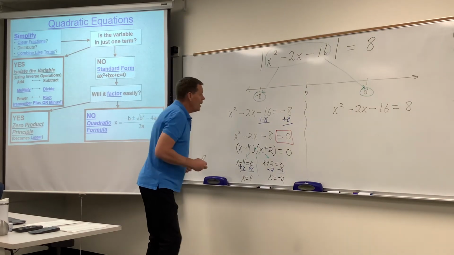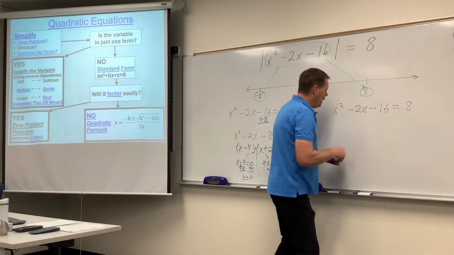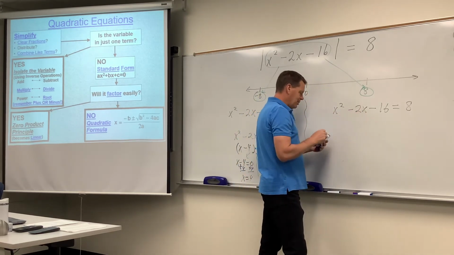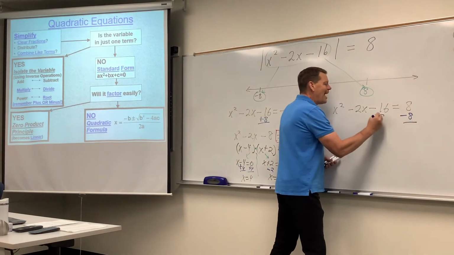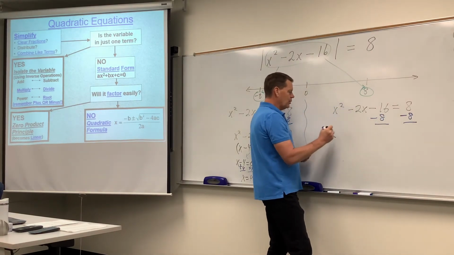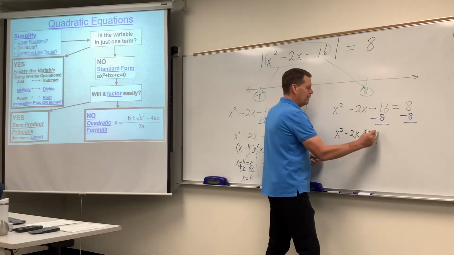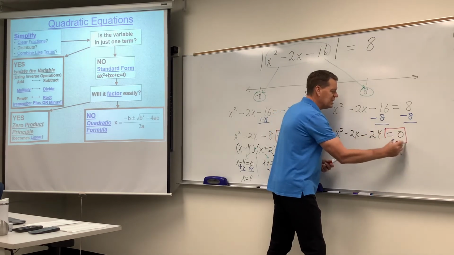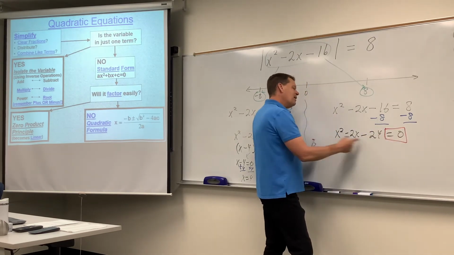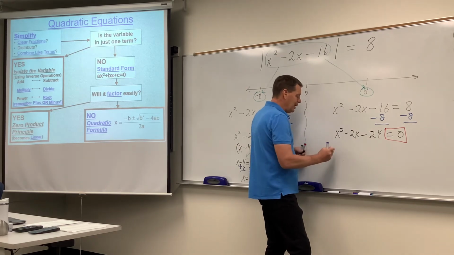Let's jump over and do the other one. All right, so anyway, notice that x is in 2 different terms, so that would again prompt us to subtract the 8 over in order to generate standard form. All right, otherwise known as let's go get us a 0. And then, man, I sure hope that factors. If it doesn't, I'll do the quadratic formula.